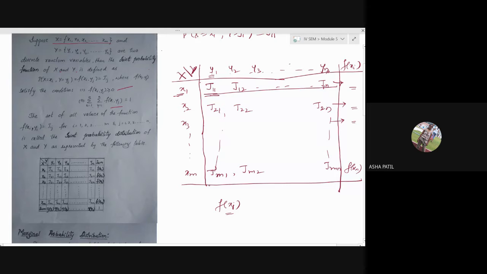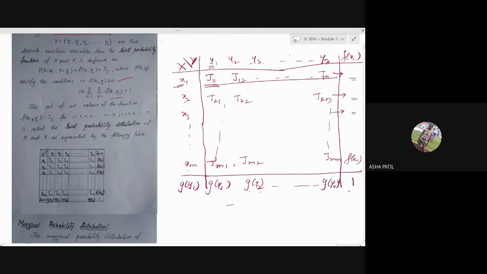And similarly, here we will be writing g of yj. We'll add all the probabilities when y is equal to y1, and we'll write it as g of y1. The next one will be g of y2. That is the probability that y is equal to y1 for different values of x, and the probability that y is y2 for different values of x, which will be given by g of y2. So on it continues, up to g of yn, and since it gives the sum of all the probabilities, the total sum has to be equal to 1.